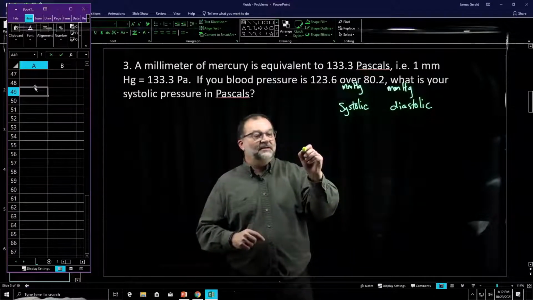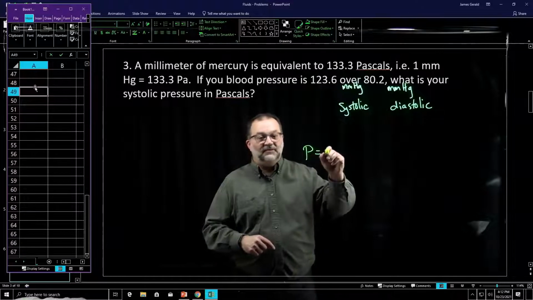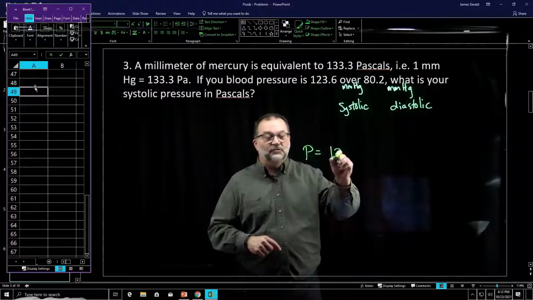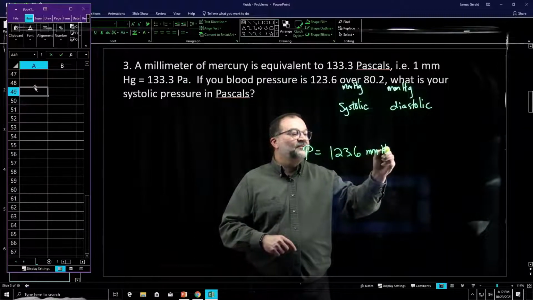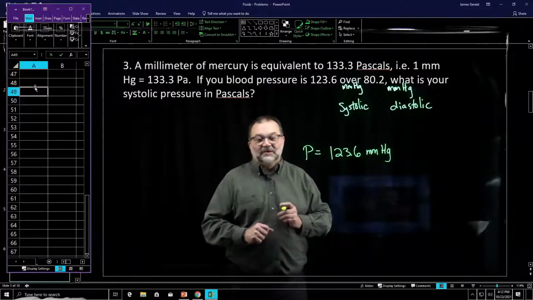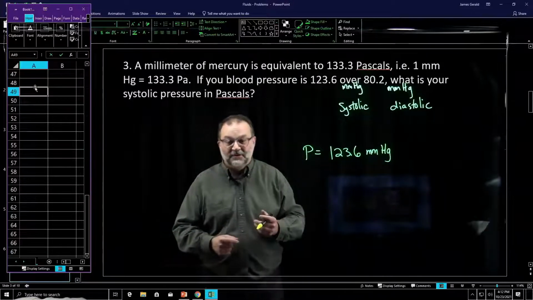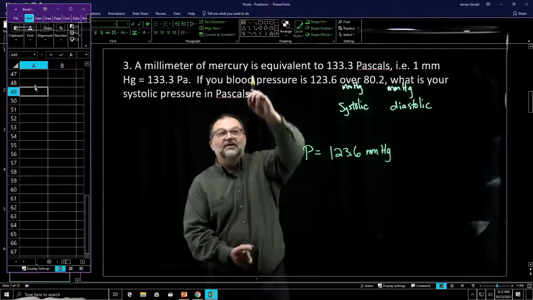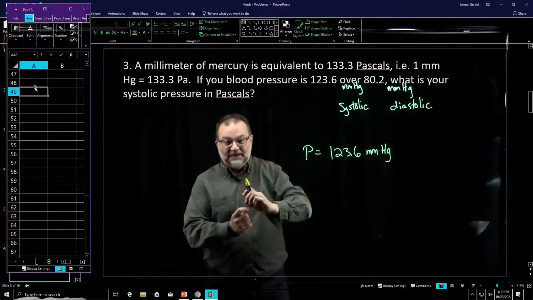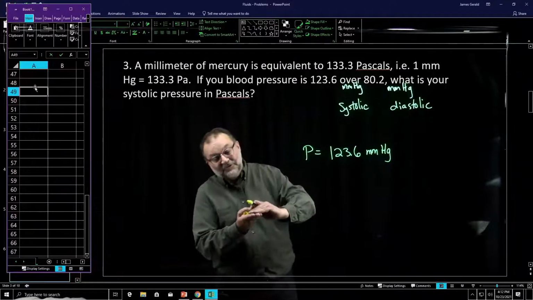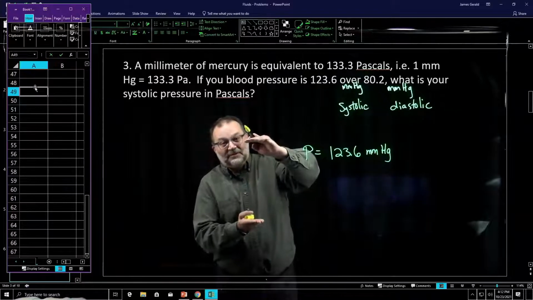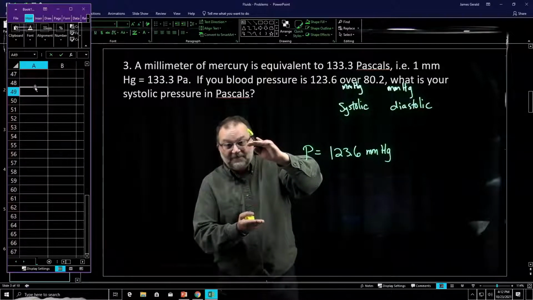Well, we have it in millimeters of mercury, 123.6. If you want to know why they measure it in millimeters of mercury, it's because of the old devices that they used to measure it with. You actually had a tube filled with mercury. And when they measured 123.6 millimeters of mercury, that was really 123.6 millimeters of mercury, right?